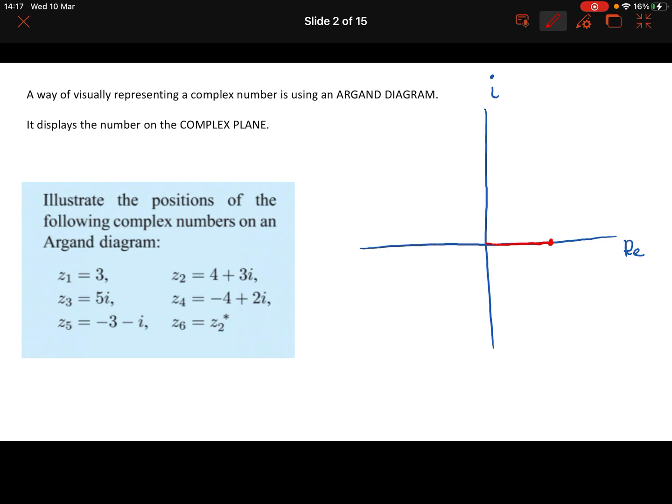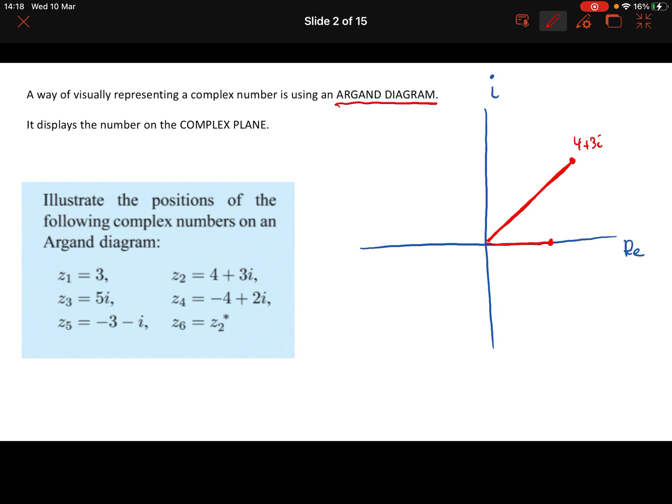Okay. Now, what about Z2, the complex number 4 plus 3i? Well, that would suggest that we've got 4 in the real plus 3 in the imaginary. So maybe somewhere like this. Okay, so again, this would be the complex number 4 plus 3i. You're basically plotting it on this diagram. This diagram is called an Argand diagram.